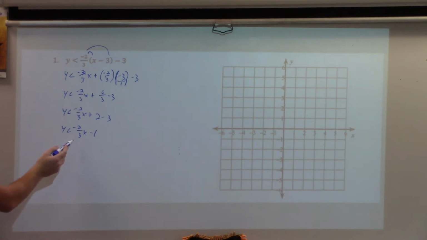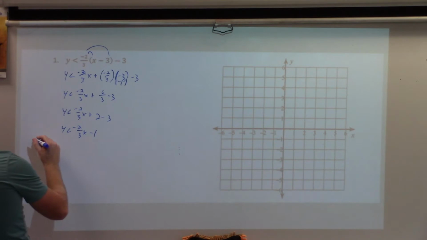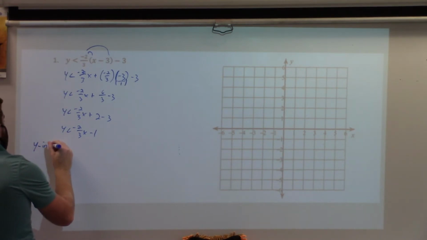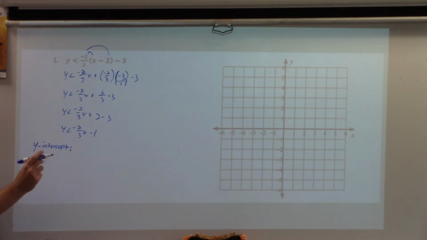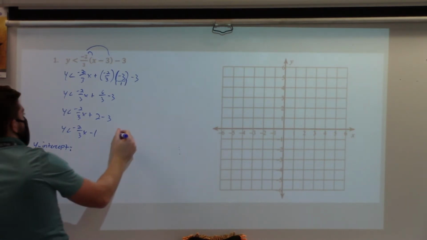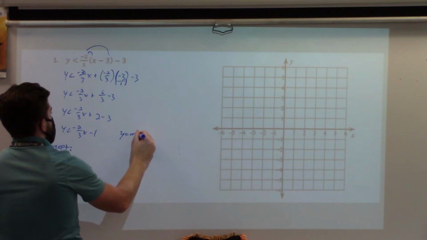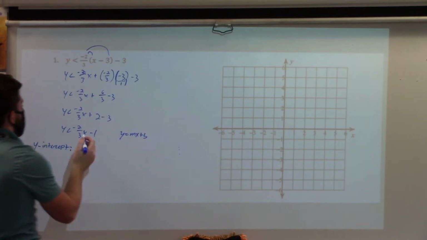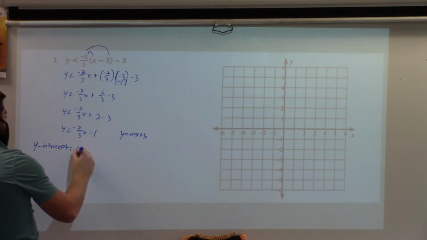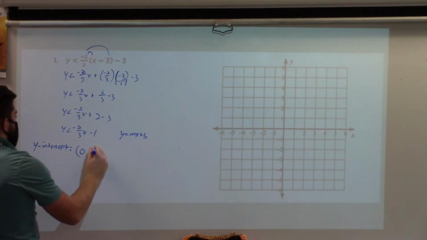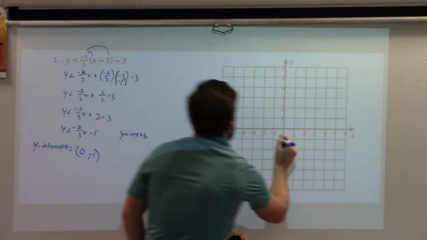Now, what form is this in right here? Slope-intercept. So then what is our y-intercept? If we have y equals mx plus b, we know that b is the y-intercept. So what's our y-intercept? Negative 1. And then it's a point, right? So 0, negative 1.